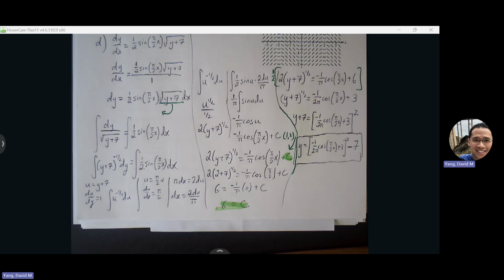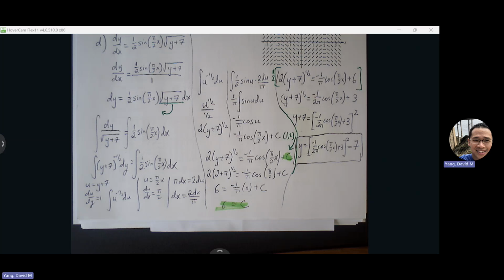U substitution on the right, u is pi over 2 x. Cross multiply, solve for dx. dx equals 2 du over pi. Make that substitution. Cancel out your coefficients, but we do still have a leftover 1 over pi. And sine becomes negative cosine with the 1 over pi in front.